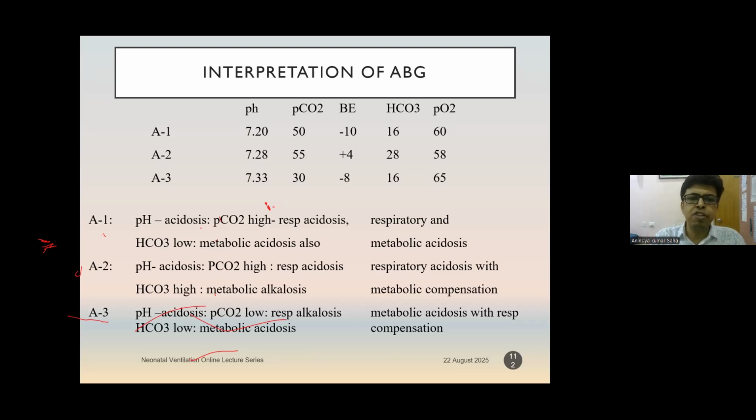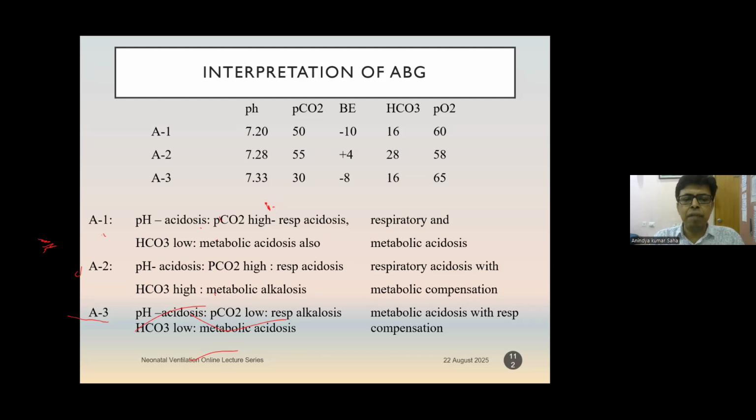Strip 2, pH is 7.28, PCO2 is high, 55, respiratory acidosis with metabolic alkalosis. Here pH is coming to near normal range, so there is some metabolic compensation. So it is not a mixed disorder, it is a primary disorder with compensation. And the last one, PCO2 is low and bicarbonate is also low. So it is again metabolic acidosis with respiratory acidosis, but with some compensation. That's why pH has become low. So it is an example of a mixed disorder, but with some compensation.